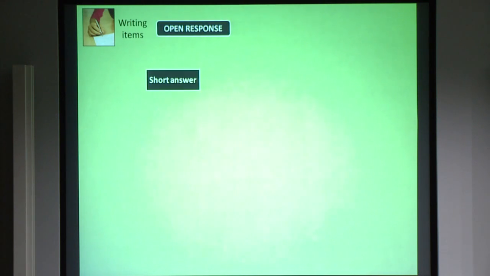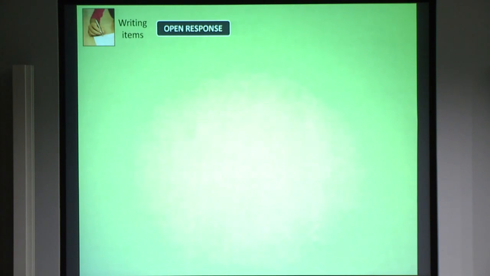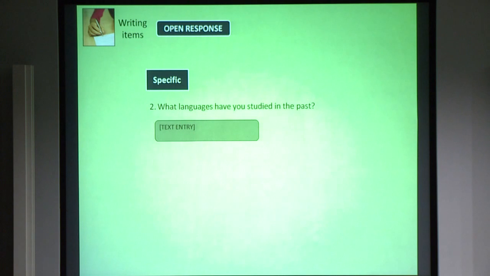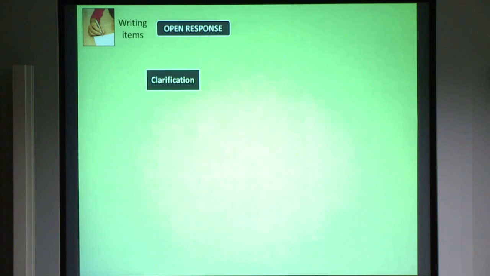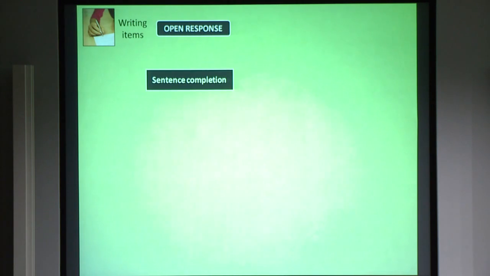Various types of open response items. Short answer, we just saw that example previously. Specific, what language have you studied in the past? So they'd write the language there. Clarification, quite useful, this one. So you have a closed response item, and afterwards you ask the following. If you answered other, please specify. And possibly sentence completion. One thing I liked about this course is, and you supply the answer.